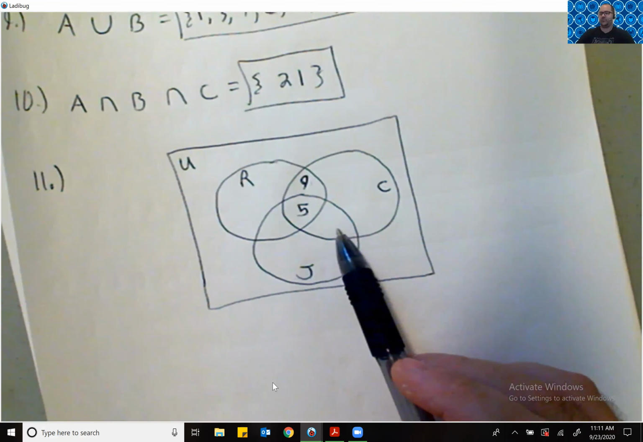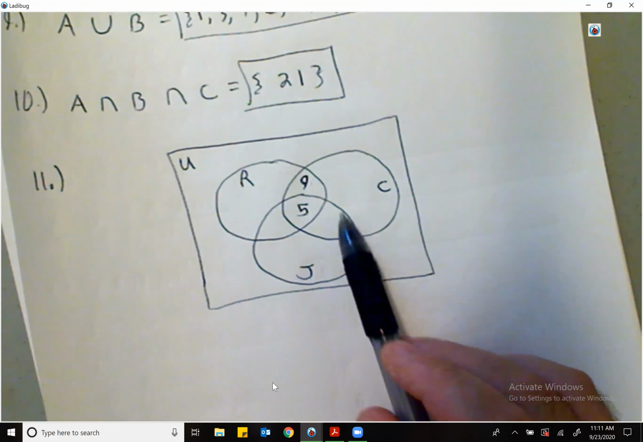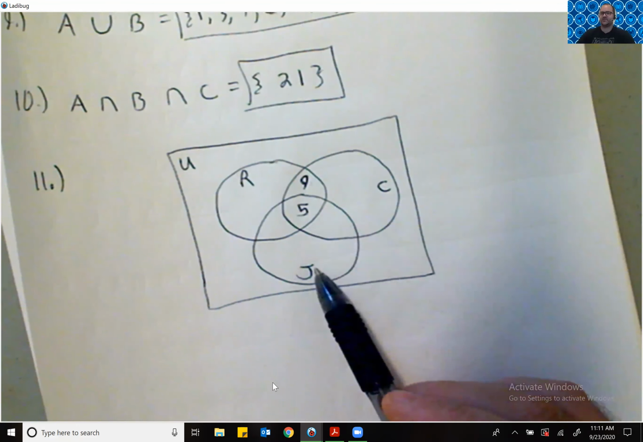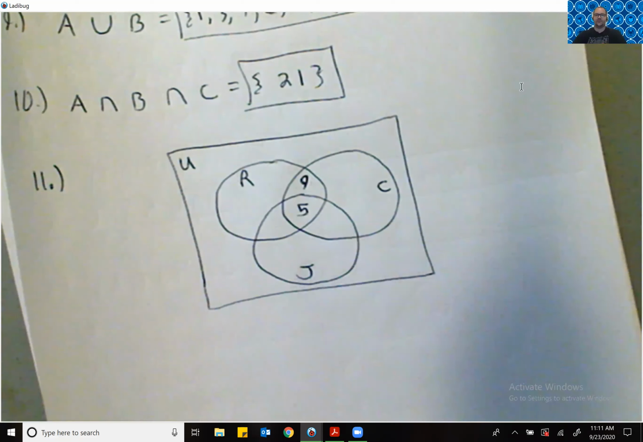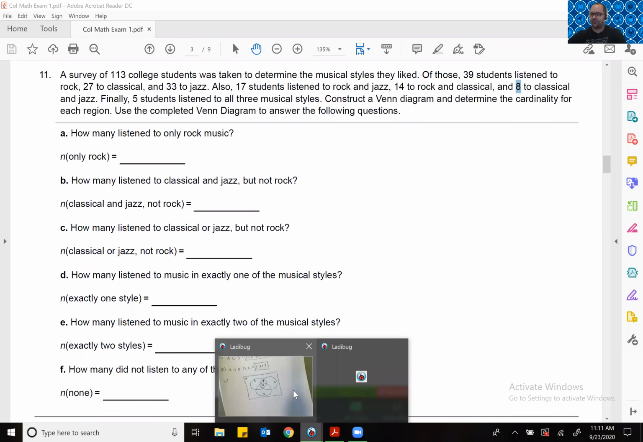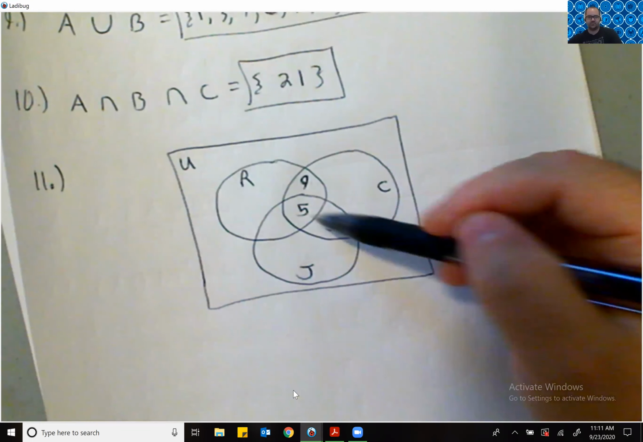But who are we dealing with here? The students who like to listen to classical and jazz. And you subtract 5. So if we go back, here are the students that do classical and jazz. There are 8 of those. So 8 minus 5. And you said 3, which is exactly correct, because 5 plus 3 is 8.